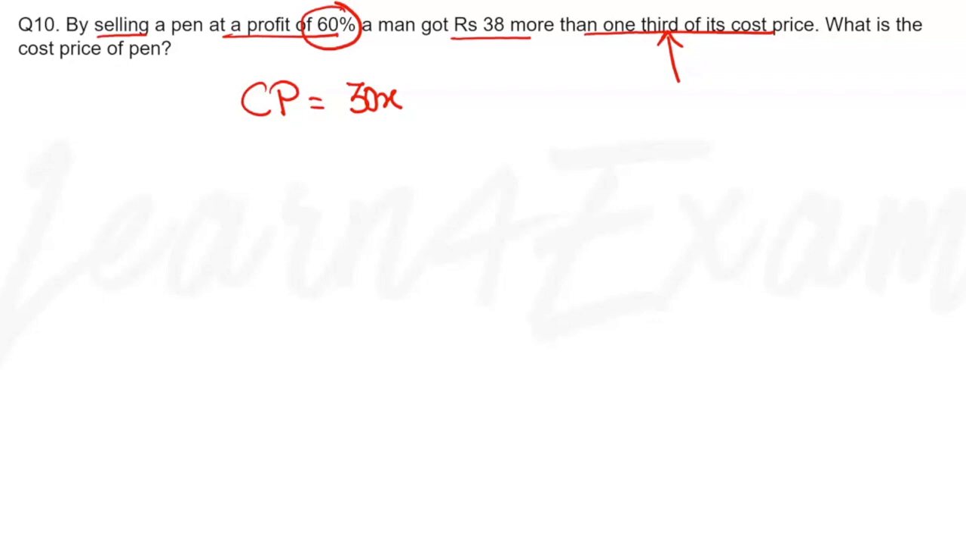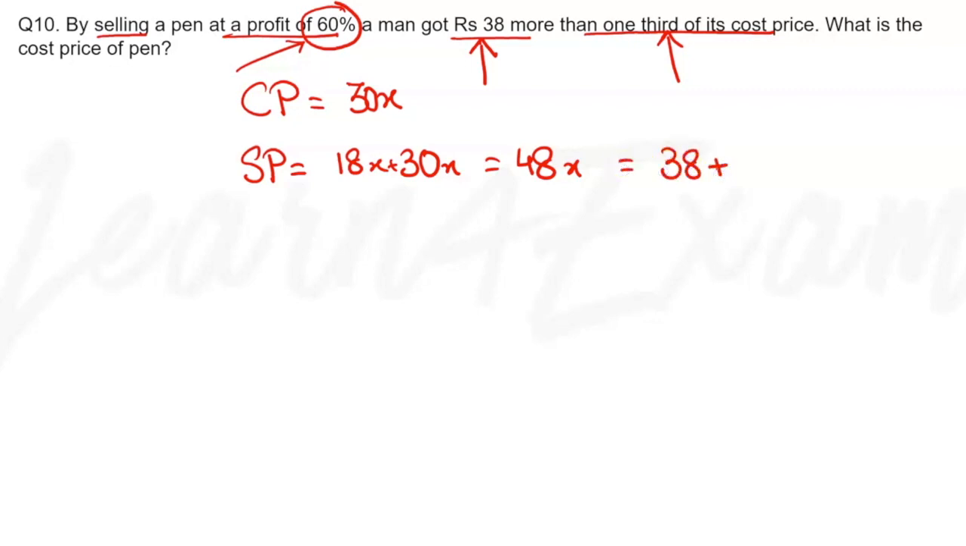So if the cost price is 30x and I'm selling it at a profit of 60%, the selling price would be equal to 18x plus 30x, which is equal to 48x. Now it's given that he got 38 rupees more than one third of its cost price, right? So this is 38 rupees plus one third of its cost price, that is 10x. So that means the value of 48x is equal to 38 plus 10x, or the value of 38x is equal to 38 rupees, or the value of x is equal to 1.